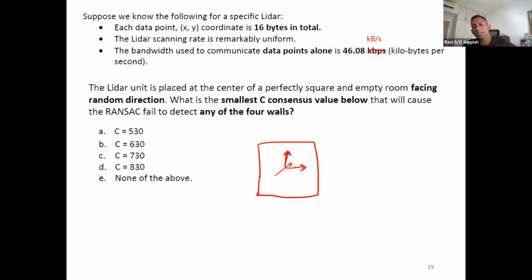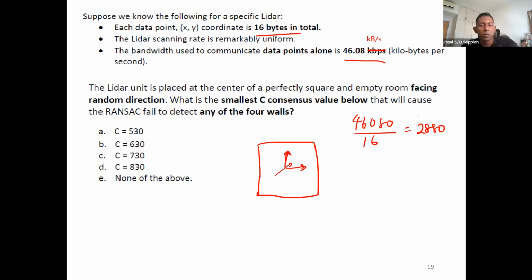So let's look at the information first. The communication speed is 46.08 kbps. So I have a total of 46,080 bits per second. Sorry, bytes per second. And each point has 16 bytes. So if I divide this by 16, I will get 2,880 points. So in 1 second, I get 2,880 points.